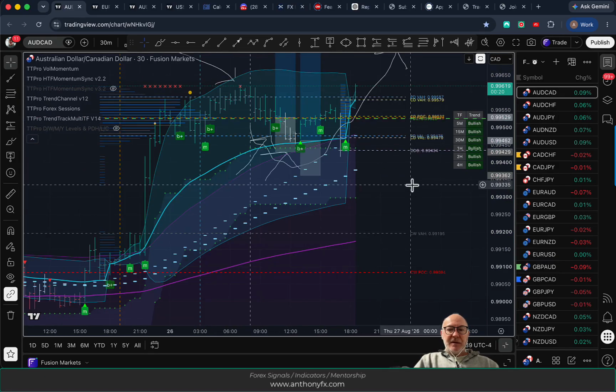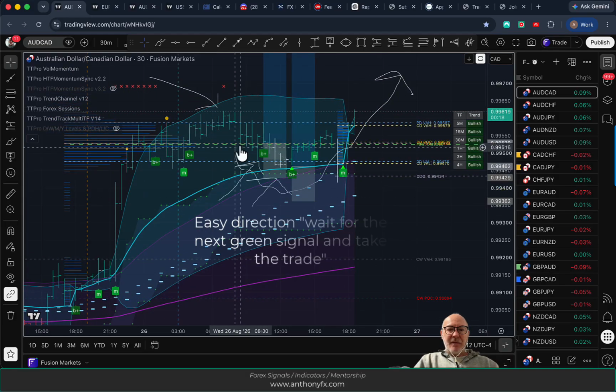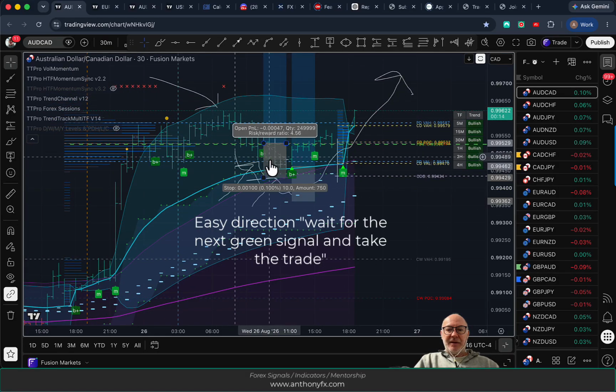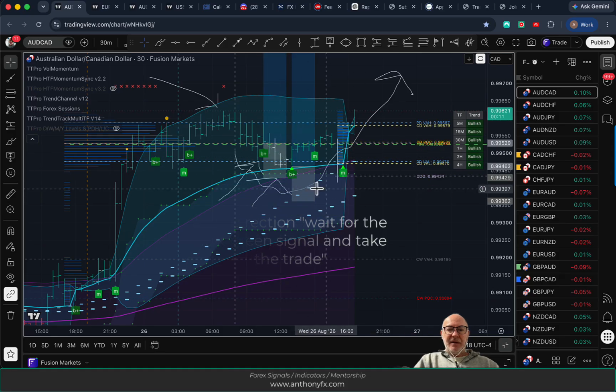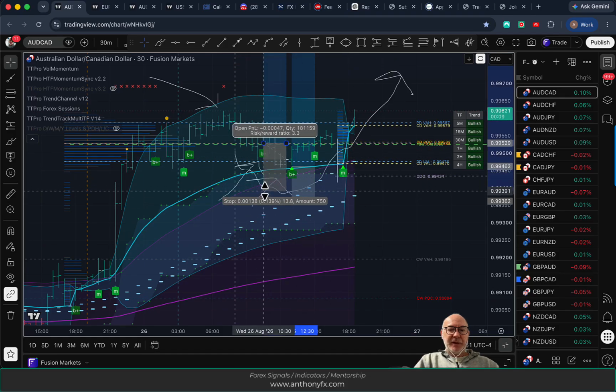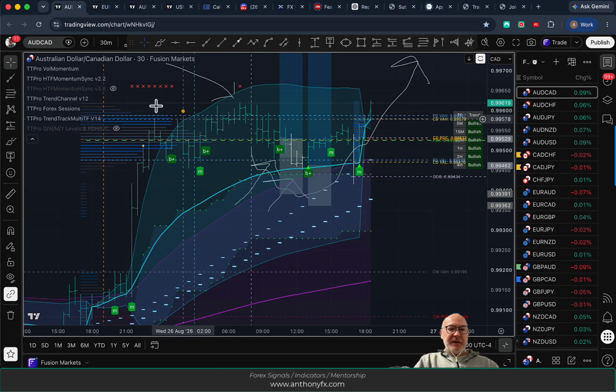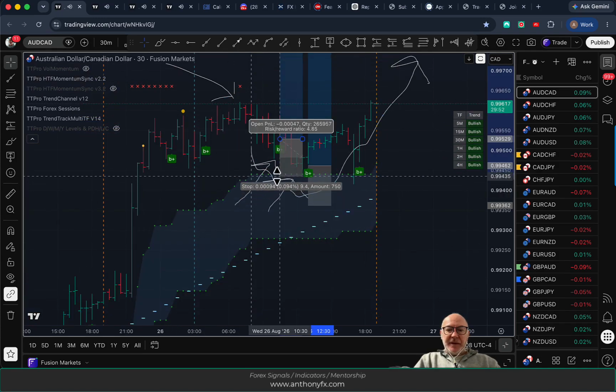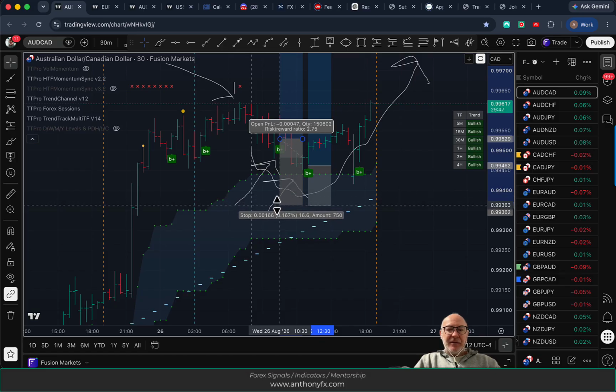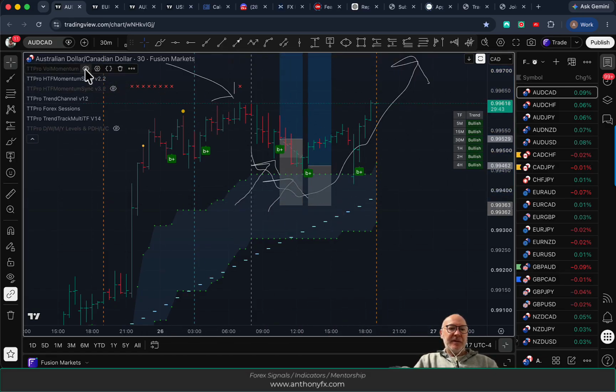That's all you got to do. So it's as easy as that, guys. Okay, I say wait for the next green signal and take it. There they are. They're right there. Take that trade. If that stops too tight, you can pull it out a little bit further if you like. Stop loss, if you're above the cloud, look for the green dots. Okay, if that's a little bit too tight for you there, just take it down into the cloud, halfway through if you like. Very, very simple to follow.